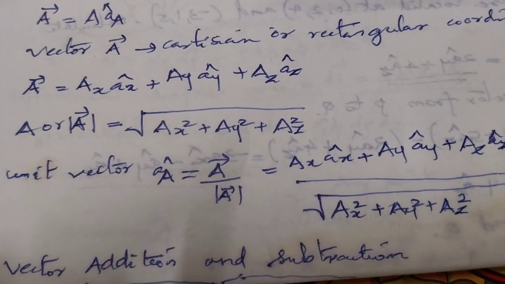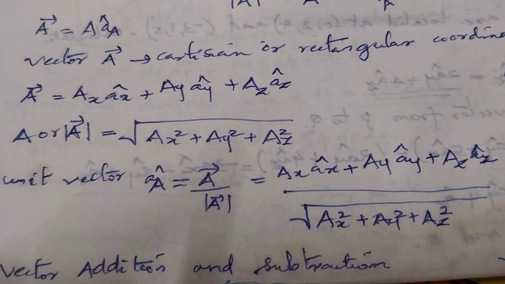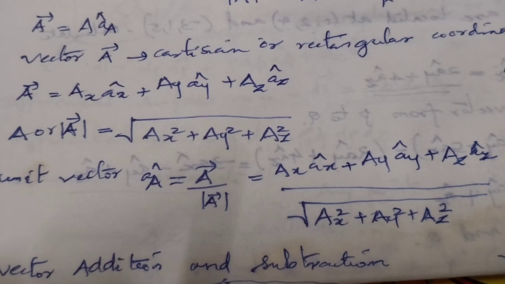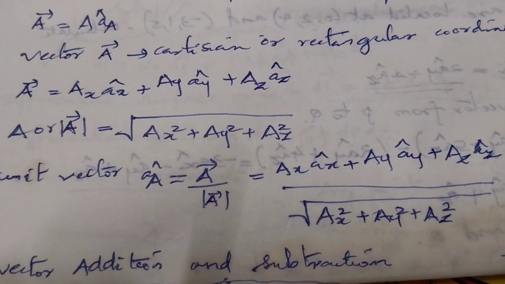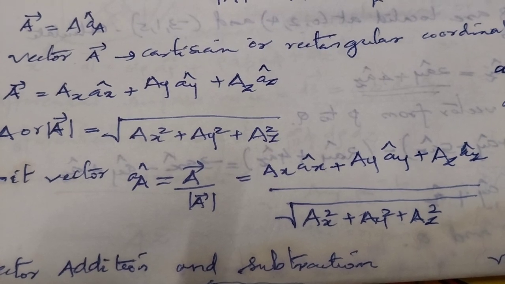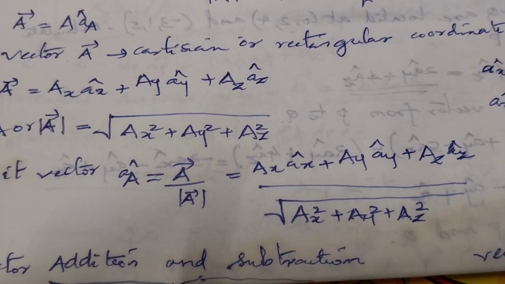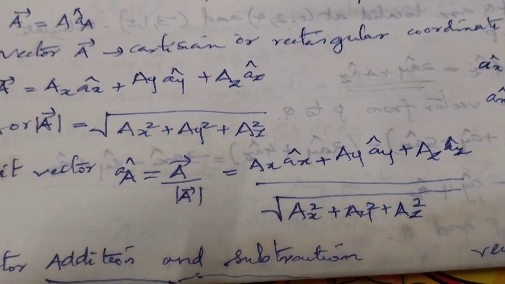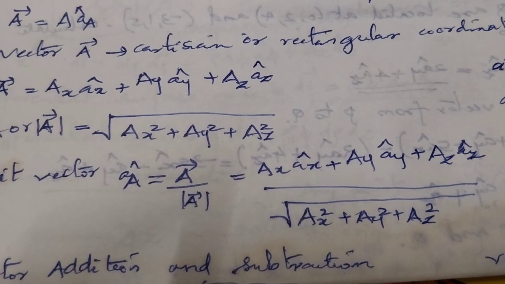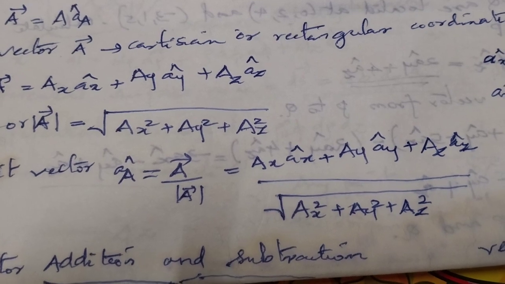Unit vector A is equal to vector A divided by mod A vector, which is equal to ax torque plus ay torque plus az torque divided by the root of ax square plus ay square plus az square.